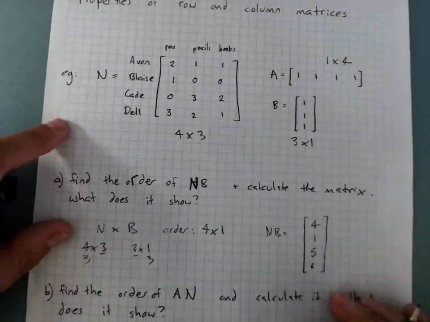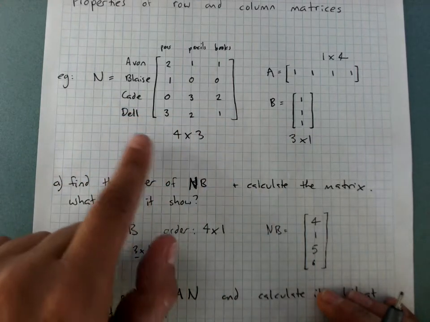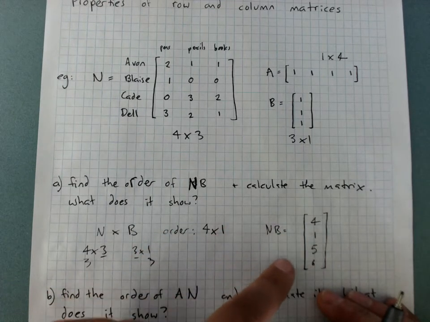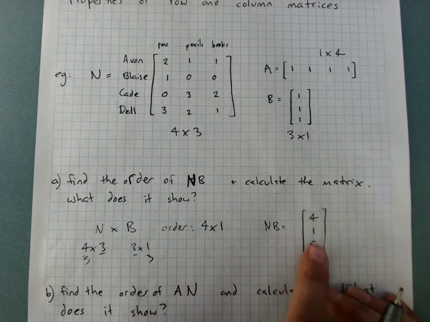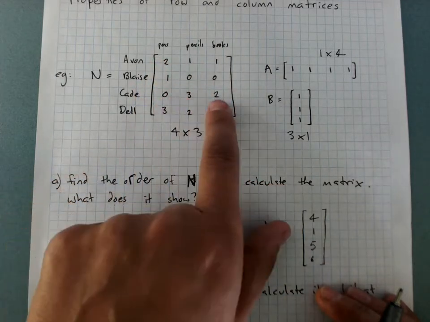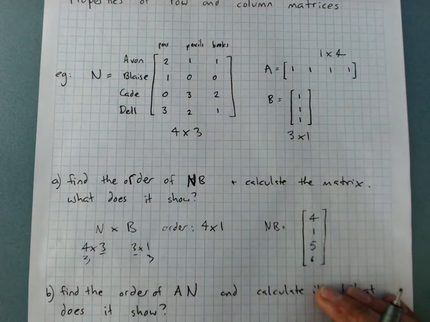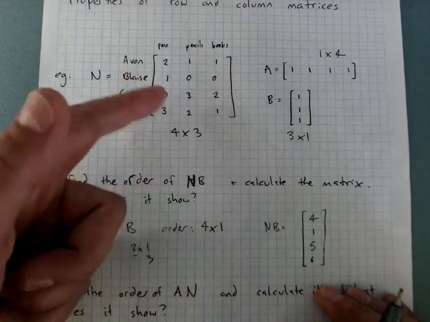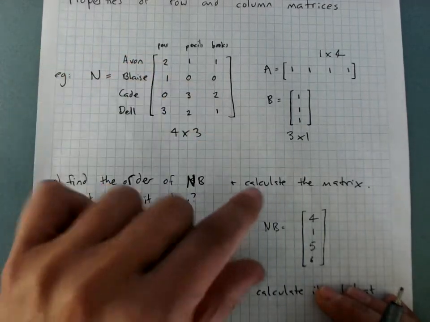Now remembering that I said when I multiply 2 matrices together, this gives me the headings for my rows, so I've still got Avon, Blaze, Cade and Dell. What does this show? 4 for Avon, 1 for Blaze. It's added up automatically the total number of things that each of them bought. Obviously, we could just do that in our heads. 4, 1, 5, 6. But for a much larger matrix, this would be a lot quicker.